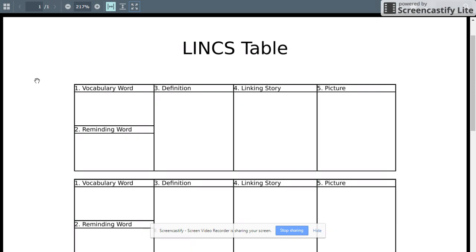The third section is the definition section, and that's pretty straightforward. You can write the definition word for word in there, or you can write it in your own words. Just be sure that you check and make sure your definition is accurate if you're writing it in your own words.